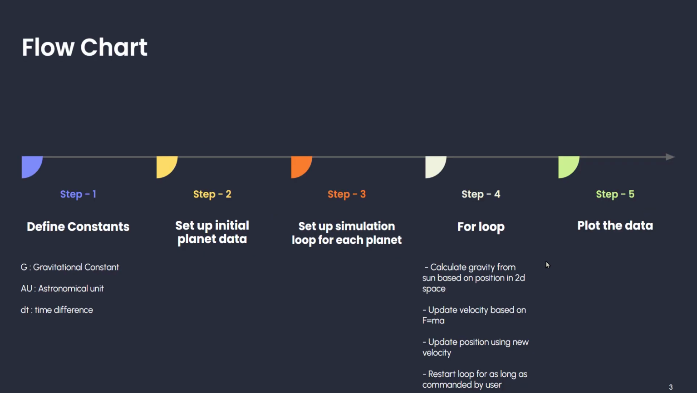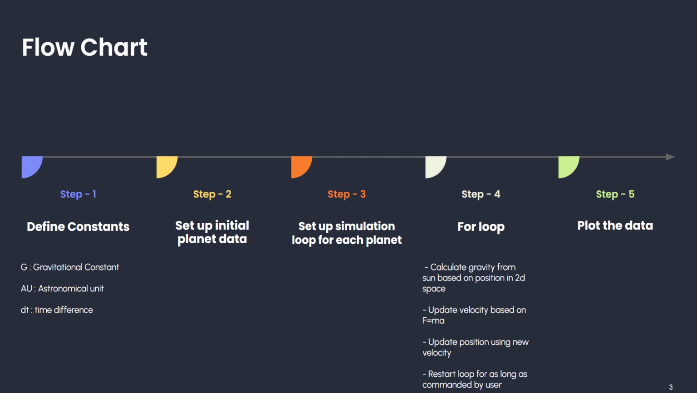Here we have the general flowchart of how the program works from left to right. First, we define the constants we will be using later. We define the gravitational constant, astronomical unit, and iterative time difference. G, the gravitational constant, is 6.67 times 10 to the negative 11. The astronomical unit is 1.49 times 10 to the 11. And the time differential is 1 day, which we have to show in seconds for MATLAB.